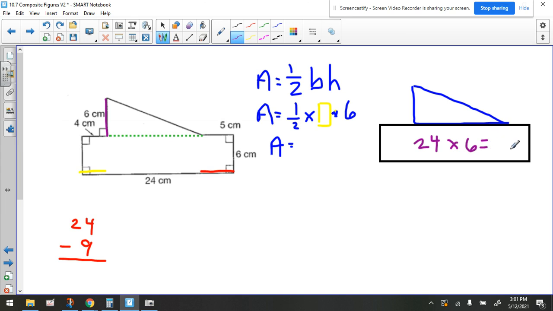And you're just going to take this number and whatever you get for the triangle and add those two numbers up to get the area of the composite figure, which is, I think, what they want for the third part of this, because there's 3 parts. They want the area of the triangle, the rectangle, and then the whole thing.